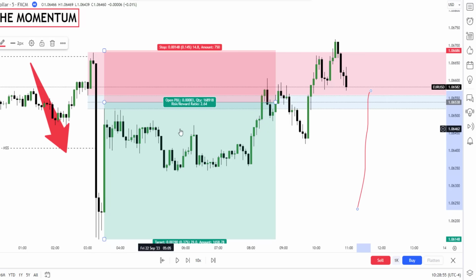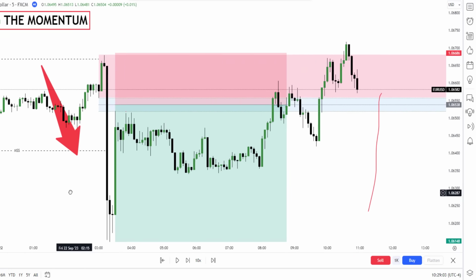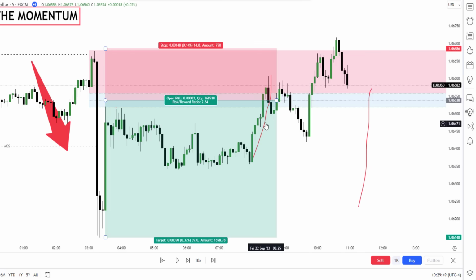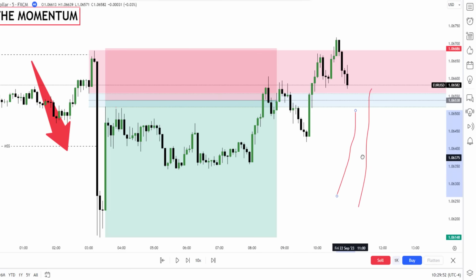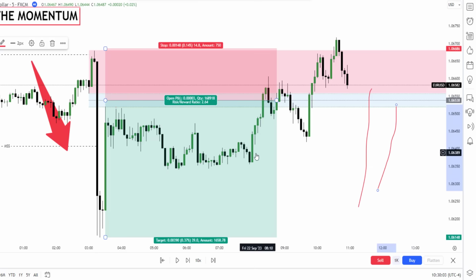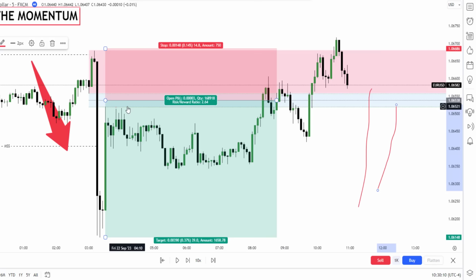Then momentum 2 will come when we take out this high that we created right here. This high, not forgetting where my cursor is. The second momentum came in from here to this point. Gauging the momentum, if you look at this second movement, which of these would you say has more strength? The first one, right? The first one has more strength than the second one, and we are watching it. It came close to our point of interest in the lower time frame.